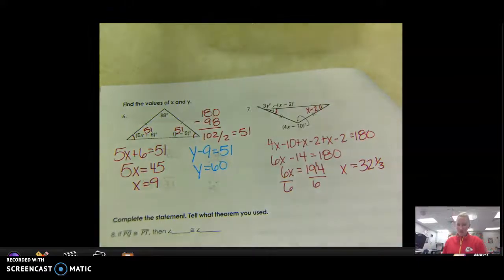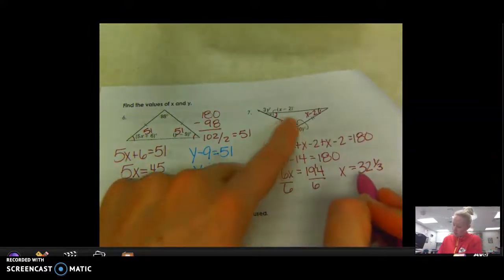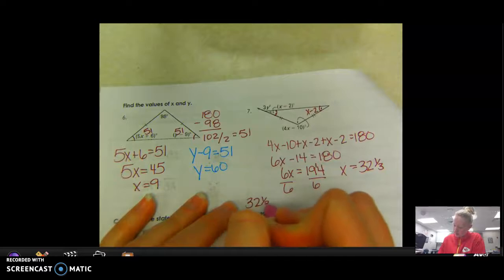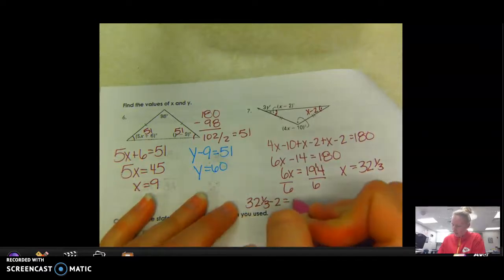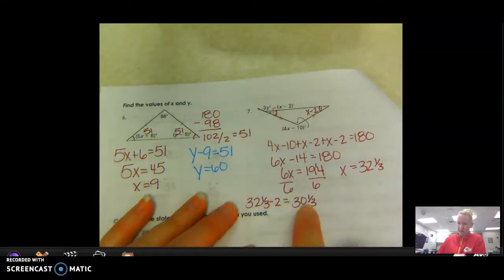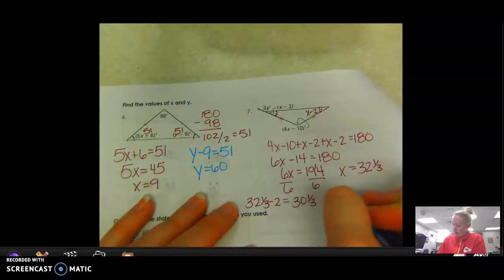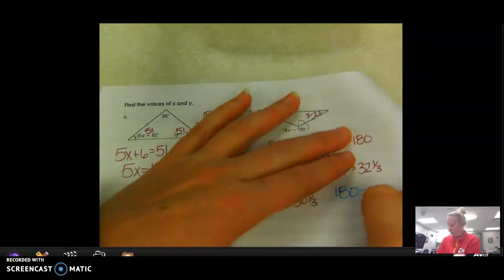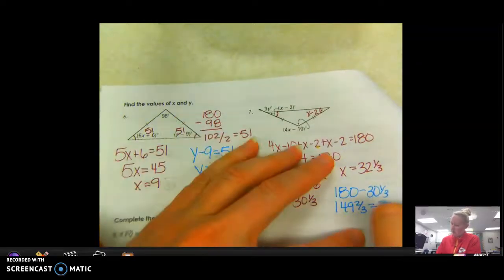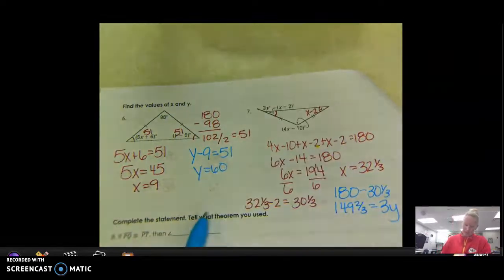Okay, so now I know that. So what I would do then is plug it in to find this x. So I'd do 32 1/3 minus 2. So that means that angle down there is 30 1/3. Well, 3y plus this angle have to equal 180 because they make a straight line, right? So first I'm going to do 180 minus 30 1/3. So that gives me 149 2/3. 149 2/3 equals 3y.